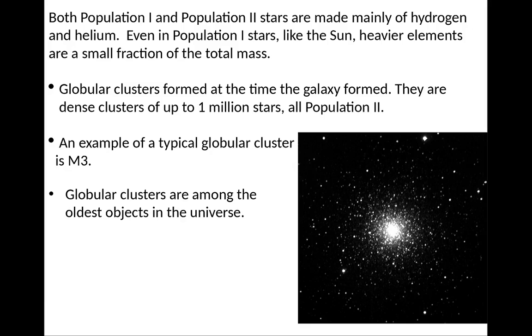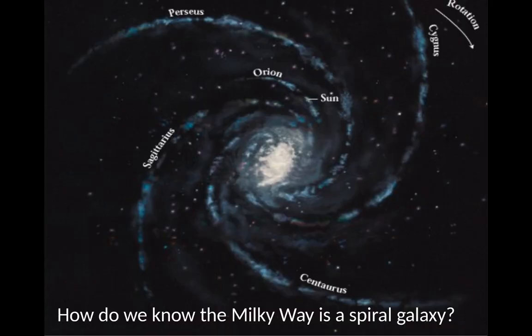So they are not really formed or reformed from material that's been recycled. Here's an example of a prototypical globular cluster, M3. And globular clusters are typically among the oldest objects in the universe.